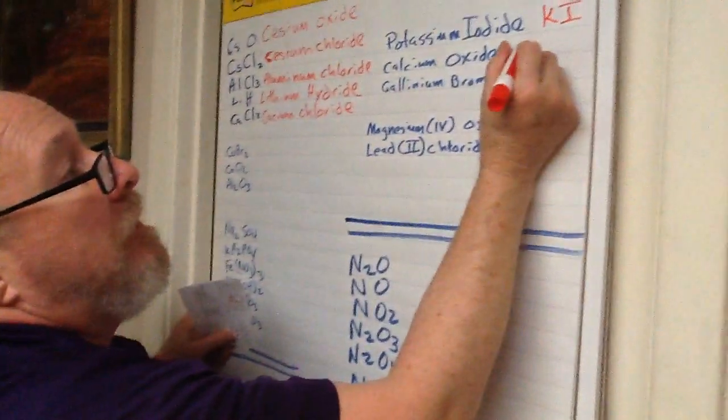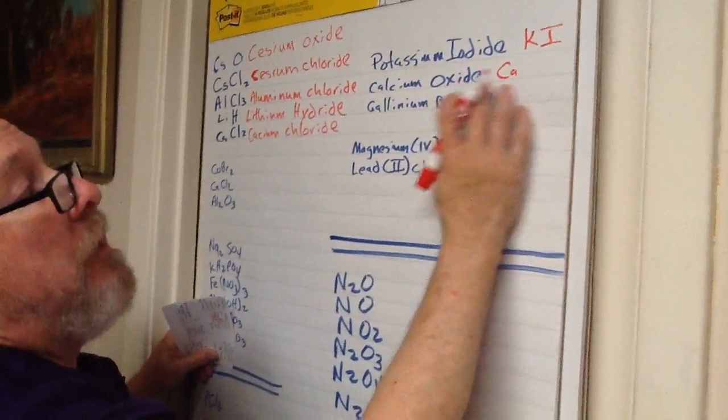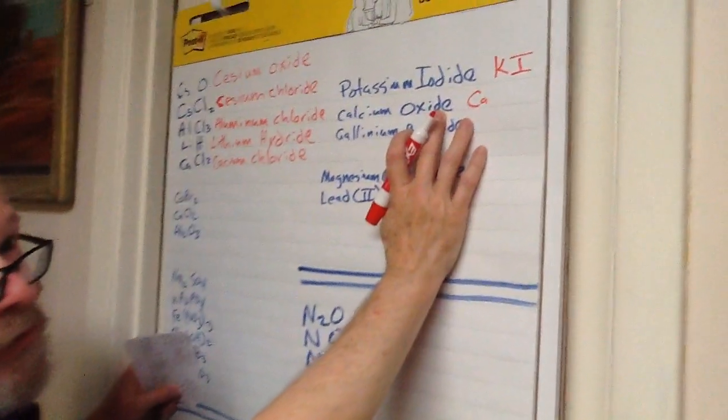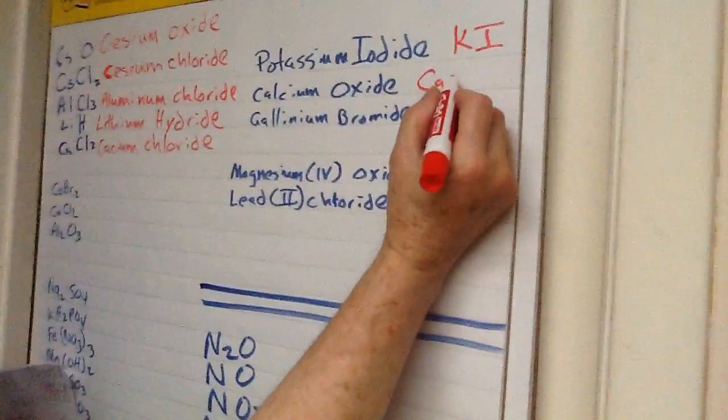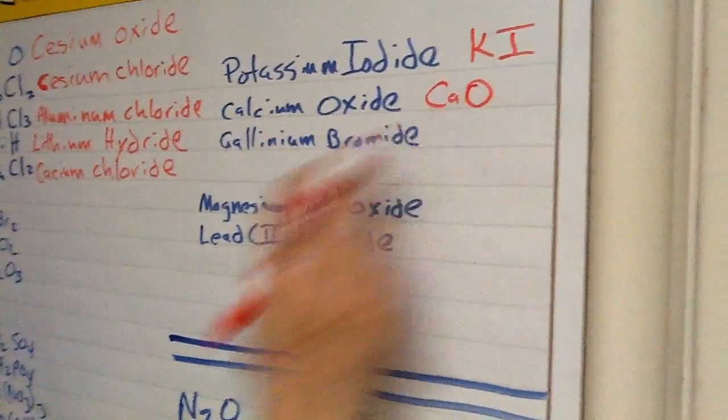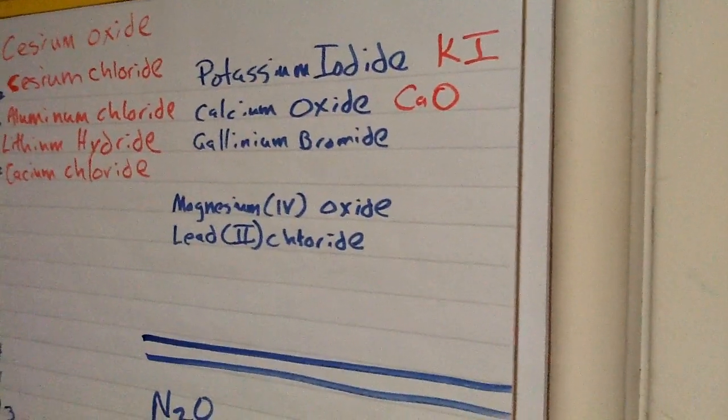Calcium oxide. Calcium is +2. Oxygen's a group 6. It has a charge of -2. So a +2 and -2 come together to form calcium oxide.